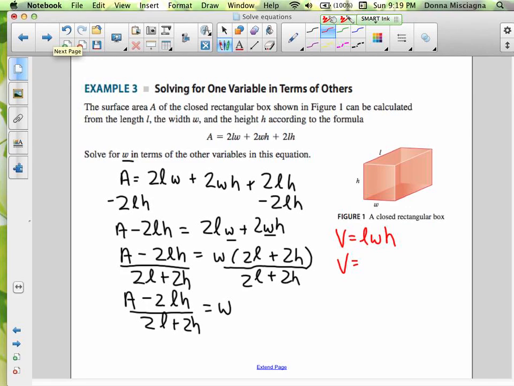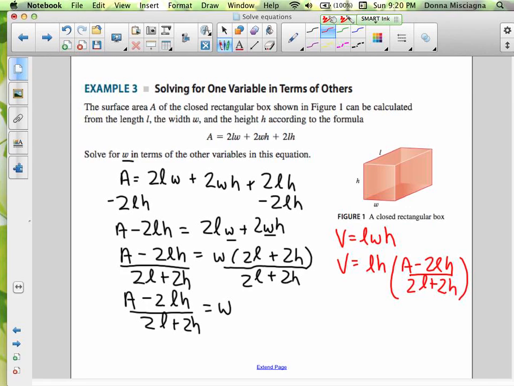So volume equals length times height, and the expression for width is, let's make bigger parentheses there, A minus 2 times length times height divided by 2 times length plus 2 times height. All right, so now let's say we know the length and height, we don't know the volume.